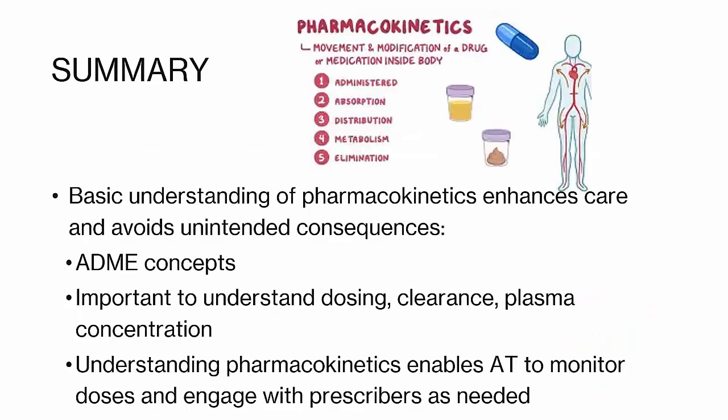In summary, it is important to have a basic understanding of pharmacokinetics. Pharmacokinetics can be used to enhance the care of our athletes and can help us to avoid unintended consequences. It is important to understand the pharmacokinetic process of absorption, distribution, metabolism, and excretion, also known as ADME. After this chapter, you should understand the dosing, clearance, and plasma concentration. And understanding pharmacokinetics helps to enable athletic trainers to monitor doses and engage with prescribers as needed.